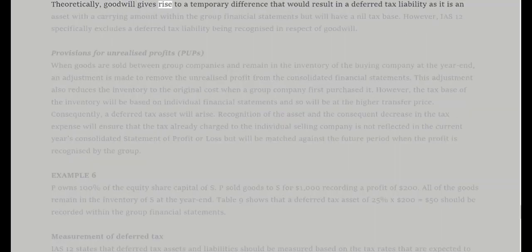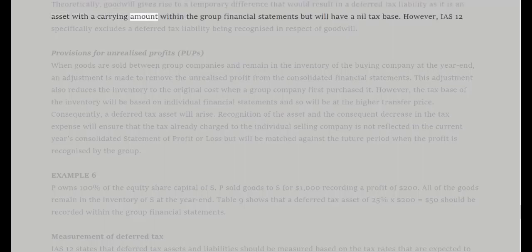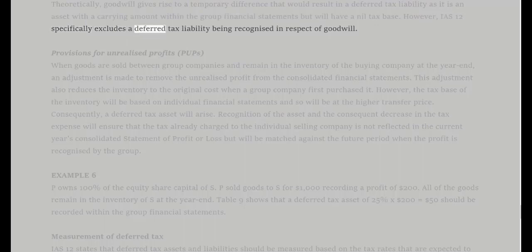Theoretically, goodwill gives rise to a temporary difference that would result in a deferred tax liability, as it is an asset with a carrying amount within the group financial statements, but will have a nil tax base. However, IAS 12 specifically excludes a deferred tax liability being recognized in respect of goodwill. Provisions for unrealized profits, PUPs.